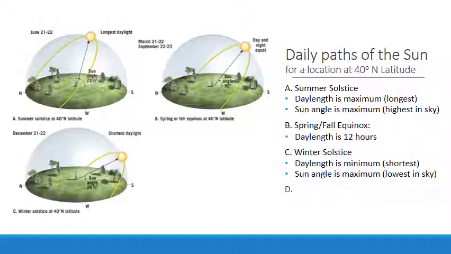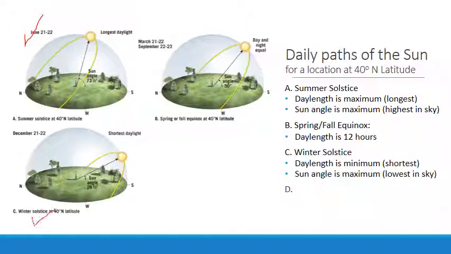The seasonal changes in length of day and intensity of sunlight are the primary causes of the month-to-month variations in temperatures observed at most locations outside the tropics. In this figure, the three different pictures illustrate the daily pass of the sun for a location at 40 degrees north latitude for the seasons of the year. So notice that the length of daylight is longest and the sun angle is highest in the sky during the summer solstice. Okay? While the opposite is true for the winter solstice.